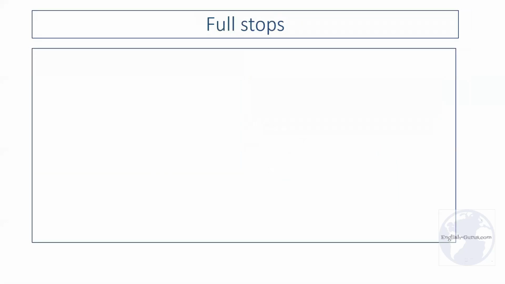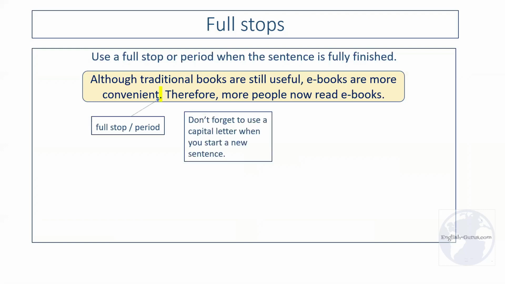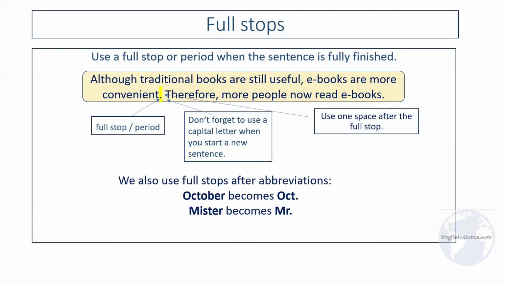Full stops: we use a full stop or period when the sentence is fully finished. So for example, although traditional books are still useful, comma, ebooks are more convenient, period. Therefore, more people now read ebooks. So the full stop finishes the sentence, followed by a space. Don't forget to use a capital when you start the new sentence, and your space, okay? We also use full stops or periods after abbreviations like Oct. for October or Mr. for Mister.